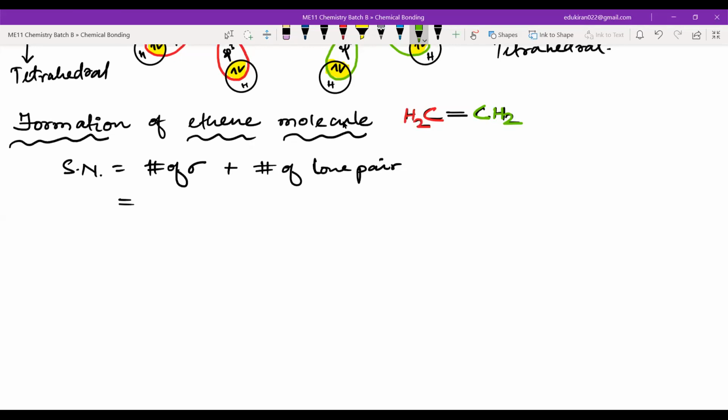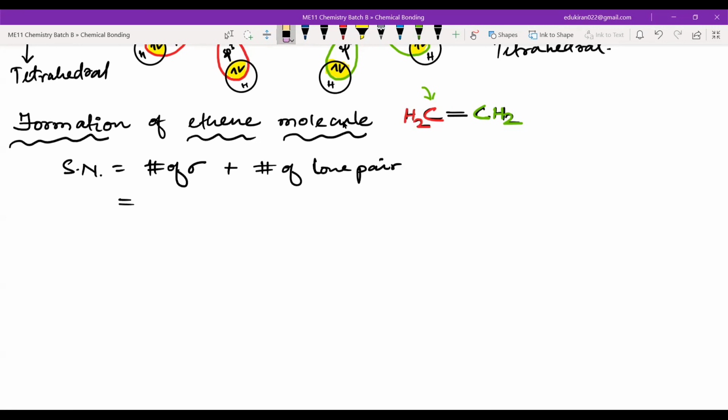For H2C, the steric number is 2, and for both red and green, the steric number is 2. But okay, how many sigma bonds is this carbon making? Two, only with hydrogen, right? So what about these two bonds? Are these two pi, both of them? Yes, these two are pi.